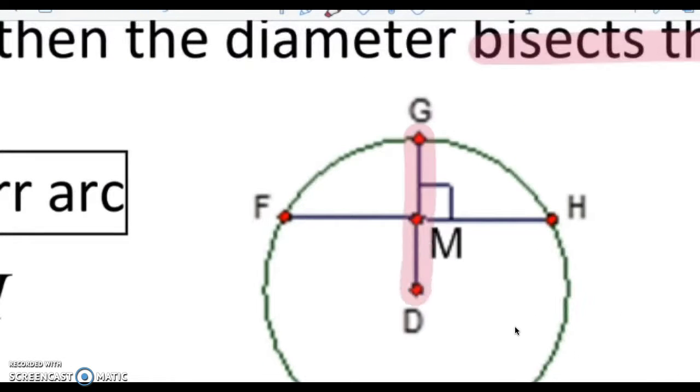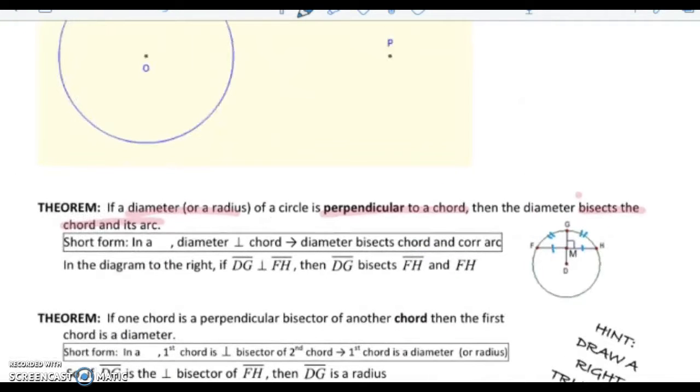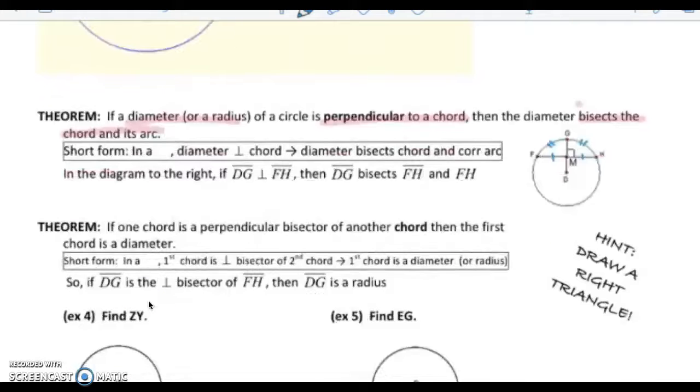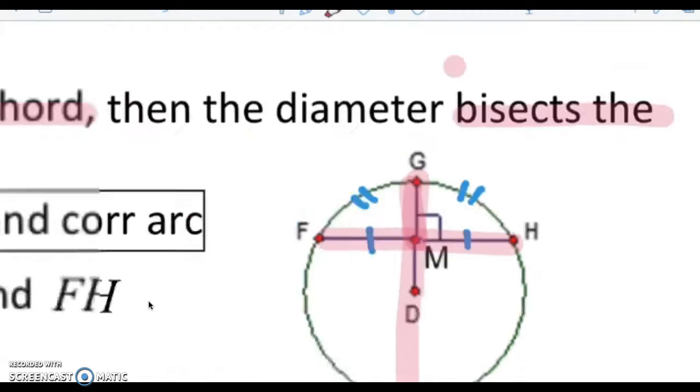So I have a radius, and I see that it's perpendicular to this chord. So what that means is that this chord is going to be cut in half, and these two arcs are going to be congruent. Similarly to that, if we know that one chord is a perpendicular bisector of another chord, the first has to be a diameter or a radius. Because if it's a perpendicular bisector, like this situation, that happens when this is a diameter.